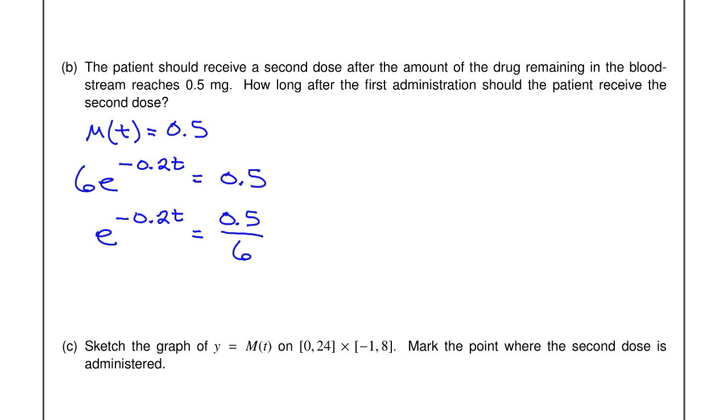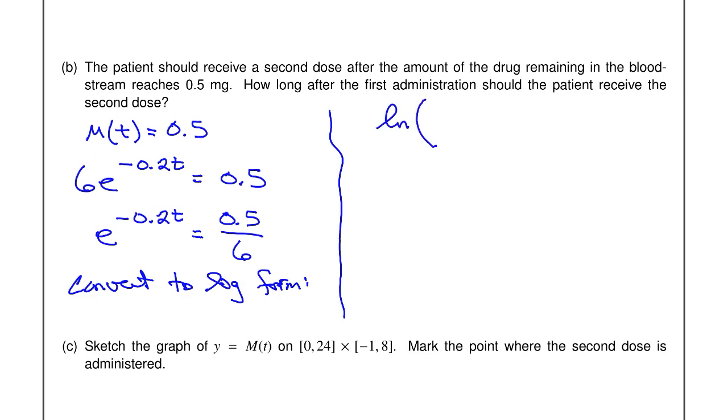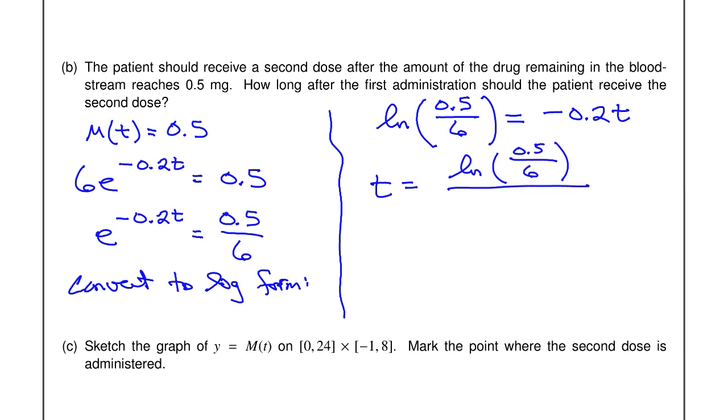And there are many ways of doing this. If you're new to logarithms, this is the only way that we have so far, and that is to convert to log form. So I'm going to go ahead and convert this to log form. And when we do that, we end up with the natural log of what the exponential is equal to, the argument, 0.5 over 6, is equal to the exponent, negative 0.2 times t. Then to solve for t, we take this entire side here, natural log of 0.5 over 6, and we divide it by negative 0.2. When you work that out on a calculator, you get 12.42 hours.